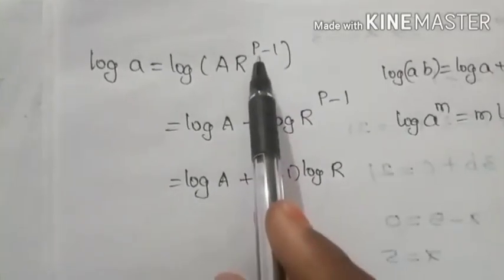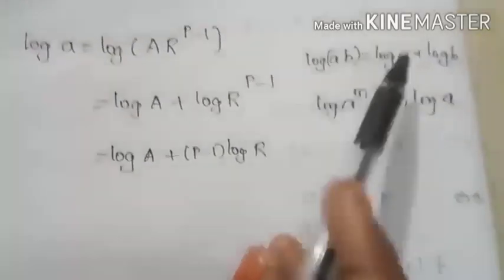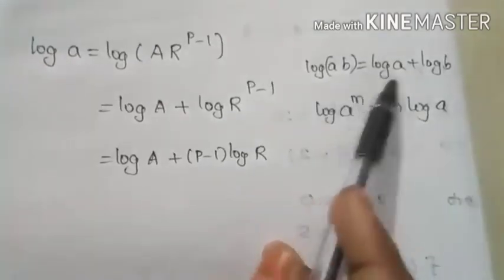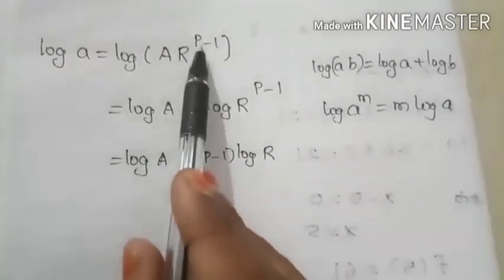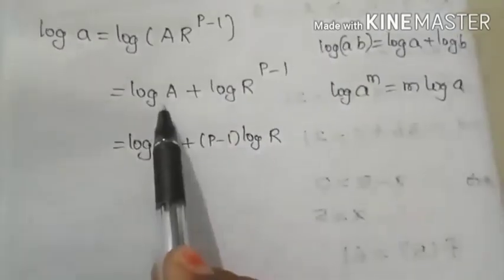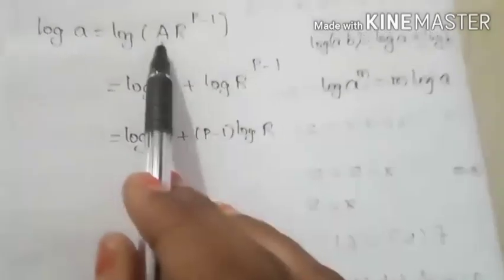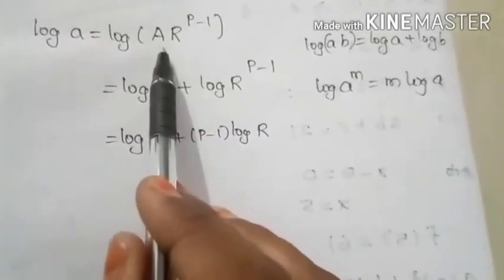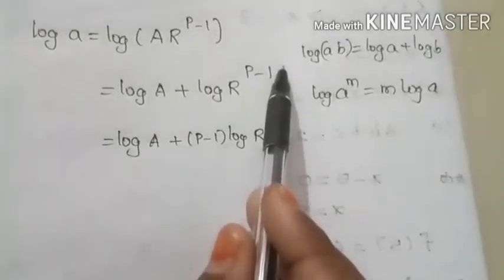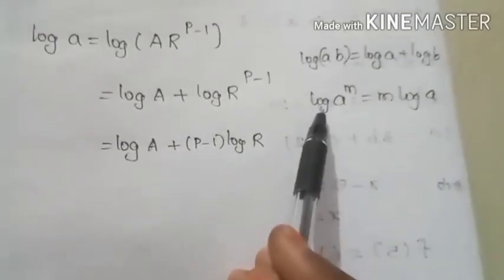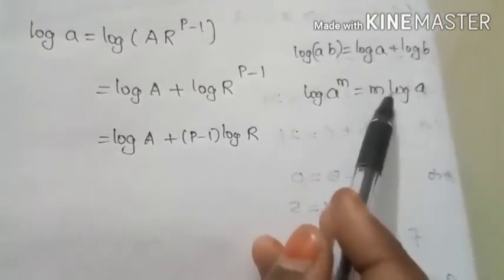R power P minus 1. We know that log of AB is equal to log A plus log B. So using this result, log of A into R power P minus 1 can be written as log A plus log R power P minus 1. So the product of two terms can be written as addition, that is log A plus log R power P minus 1.